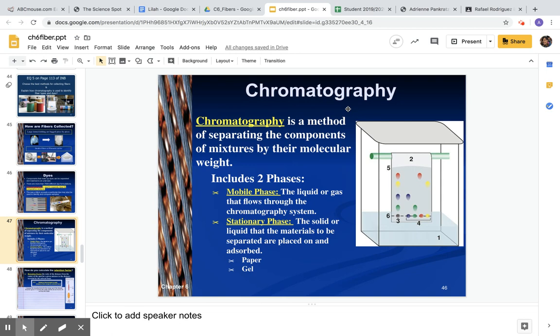Chromatography can also be used to separate drugs, certain types of drugs, and it can also be used to determine whether or not water has been poisoned. We can use it for that. There's a lot of different applications for chromatography. But again, the main thing you want to remember when you're thinking about chromatography is the word separation. So it is a separating procedure here.